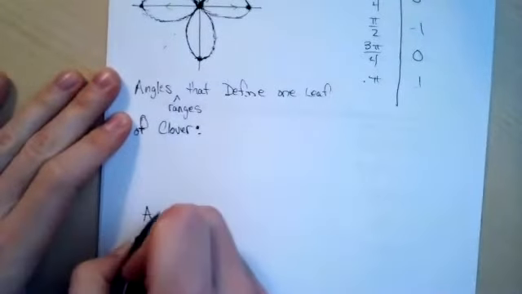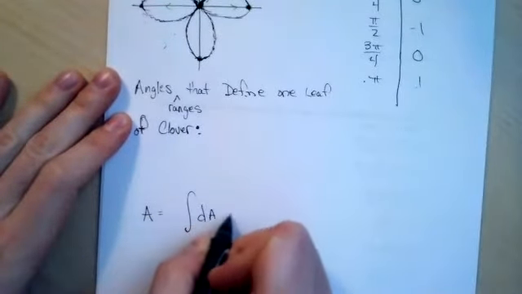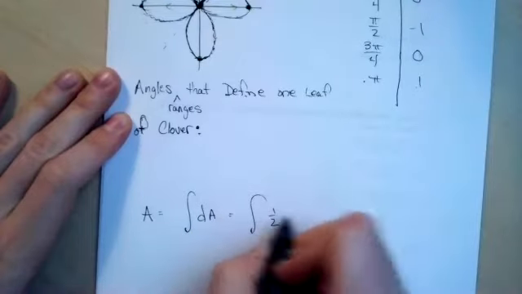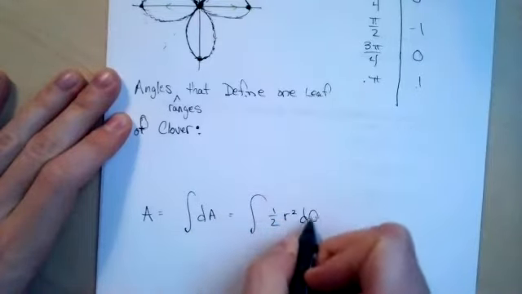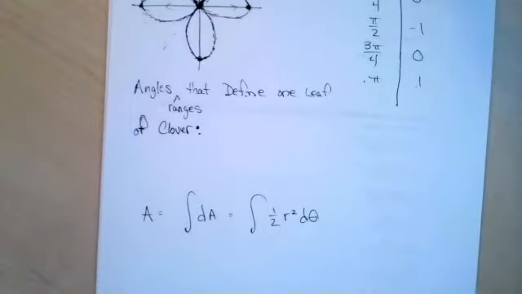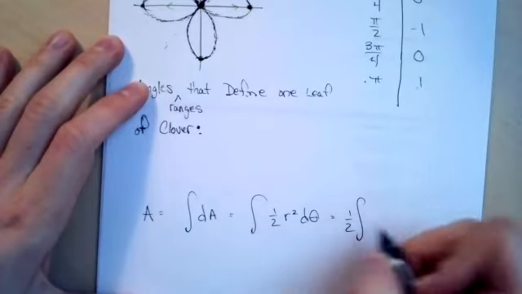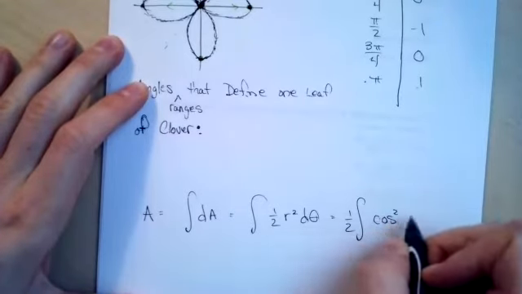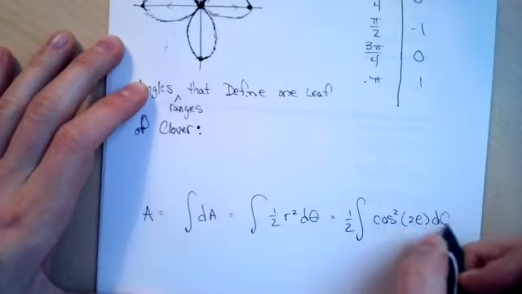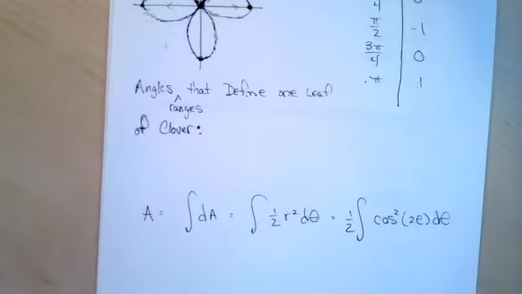Our area is just the integral of dA, so the integral of 1/2 r squared d theta. R squared is going to give us cosine squared 2 theta d theta. That's the easy part to set up for the integral: just plug our function into our formula. But what are the bounds? We have to be careful because we want the bounds to encompass one leaf.